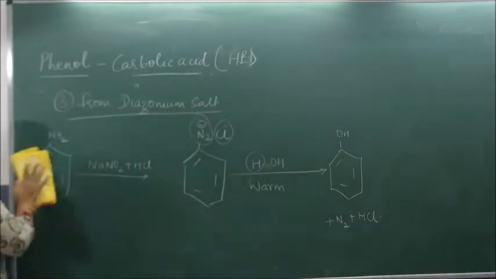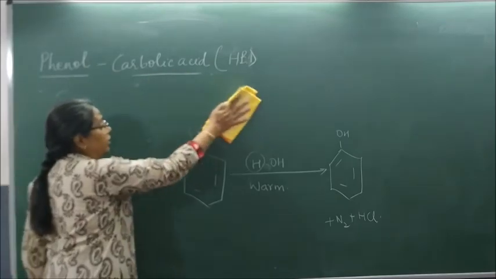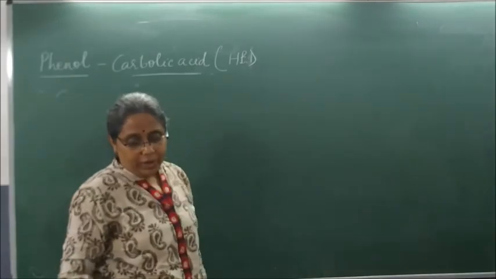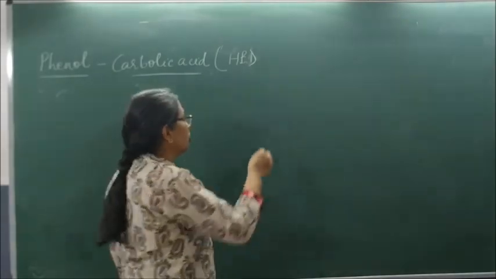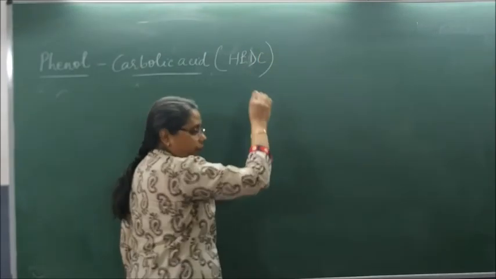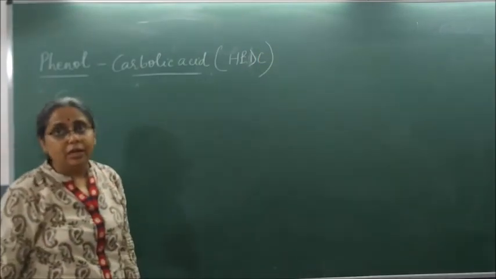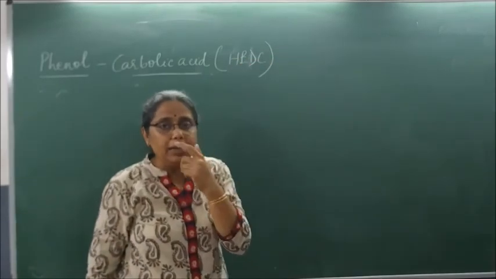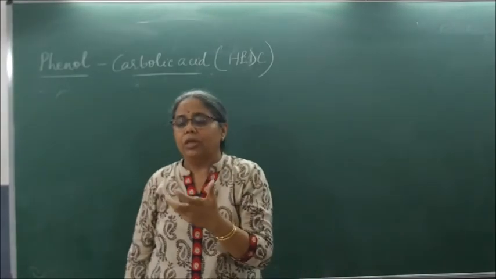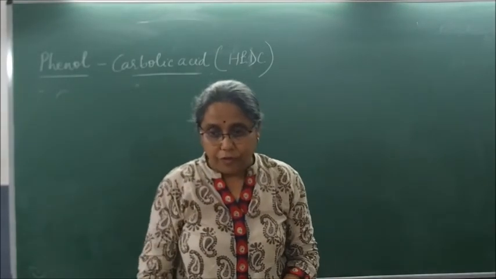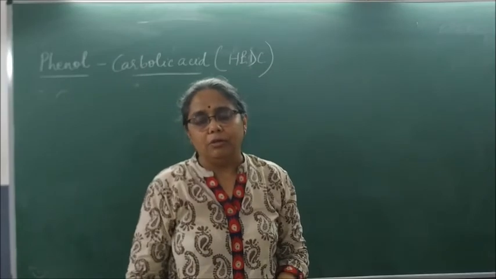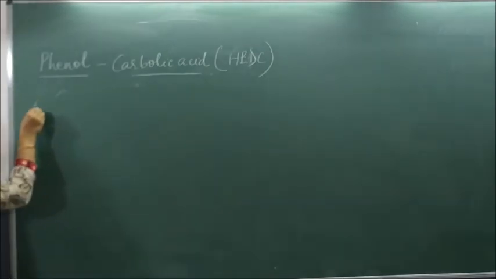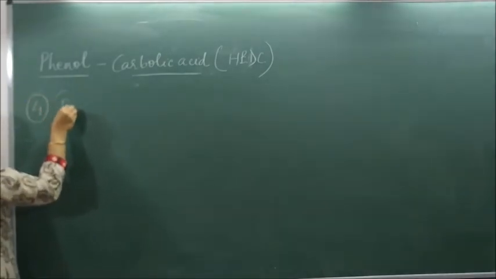Now the next method of preparation, please write, very important method of preparation. Anytime in exam this is always seen. This is from cumene. This is the manufacture of phenol. This is the last method we studied. Manufacture means prepared on a large scale in industry. Please write, manufacture of phenol from cumene. So the fourth method is from cumene.